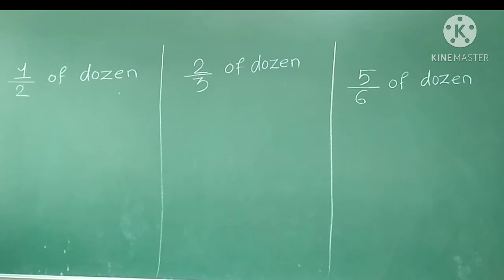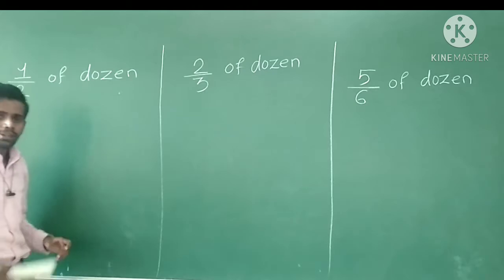Okay dear students, so now we will solve some questions. That is question number B from exercise 6.2. Okay dear, so as you can see here, we have to find 1 by 2 of dozen.